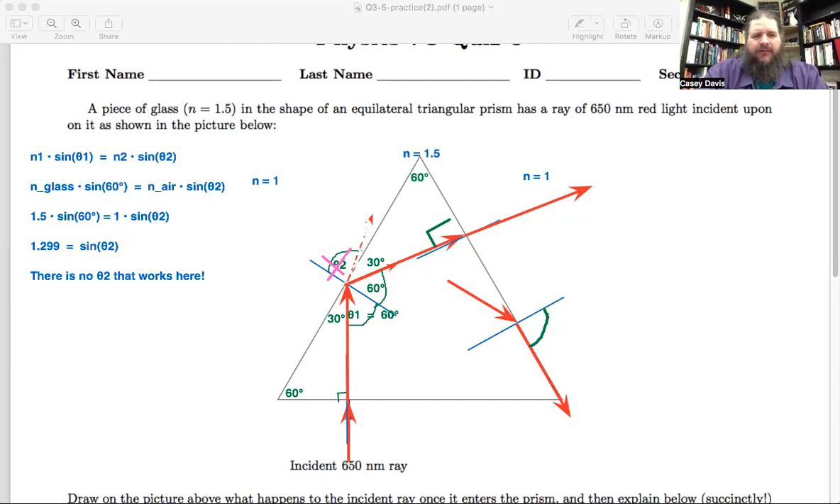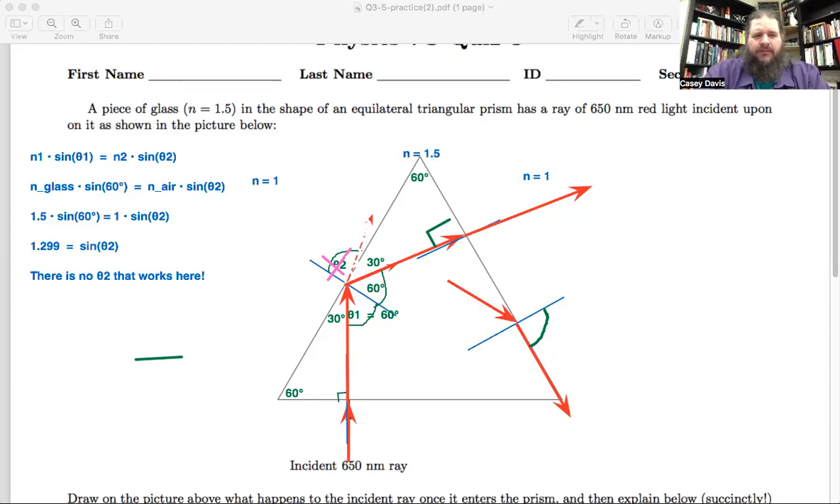So that'll give us n1 times sine of, and I'm going to call this θc for critical angle, equals n2 times sine of 90 degrees. So n1 times the sine of the critical angle, which we don't know yet, equals n2 times sine of 90 degrees. But what is sine of 90 degrees? Right, sine of 90 degrees is 1. So that just becomes n2 times 1, which is just n2.